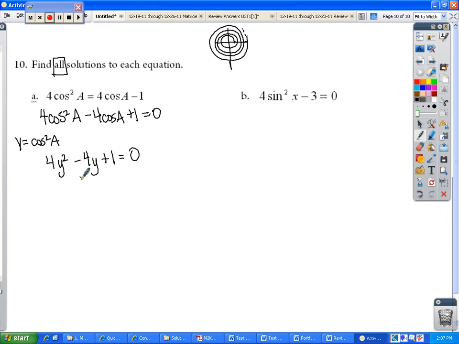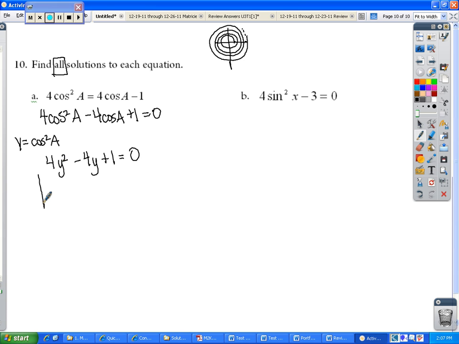Several ways you can factor. You can factor by grouping. You can use the quadratic formula. You could do the simplified method, which I've shown. So I'm going to do that method.